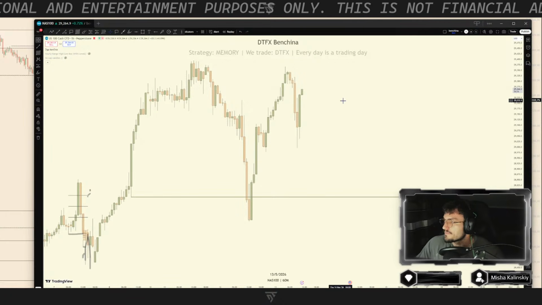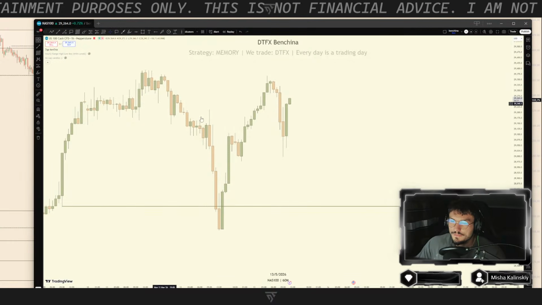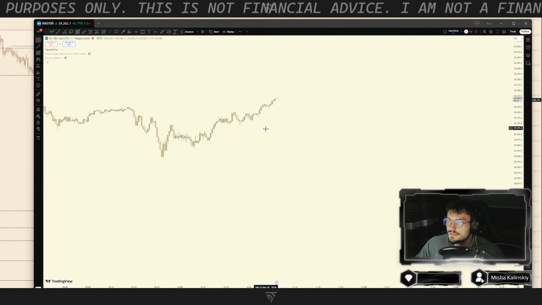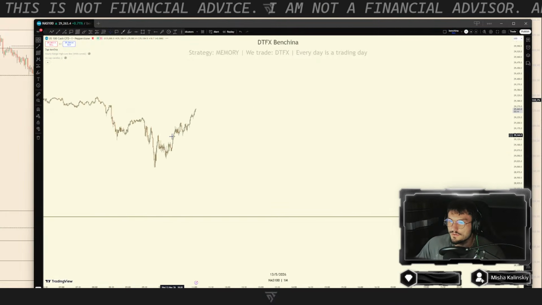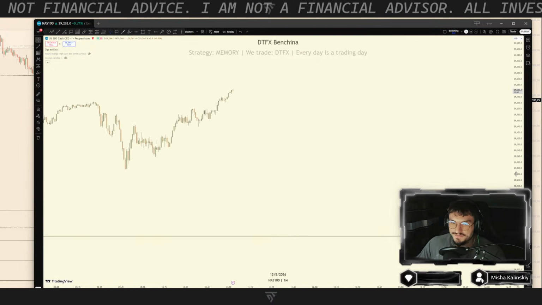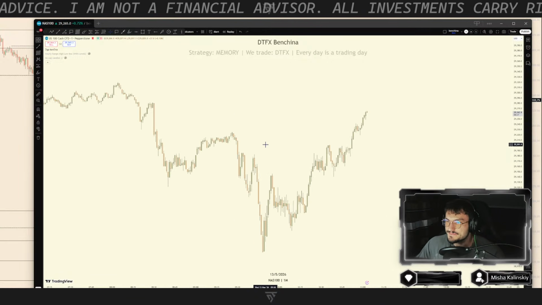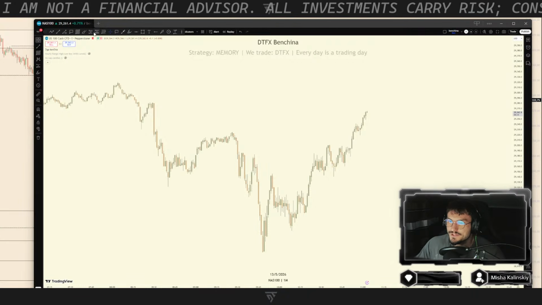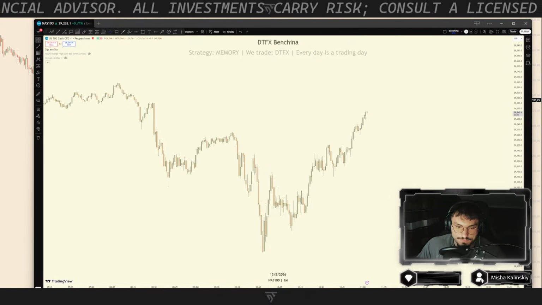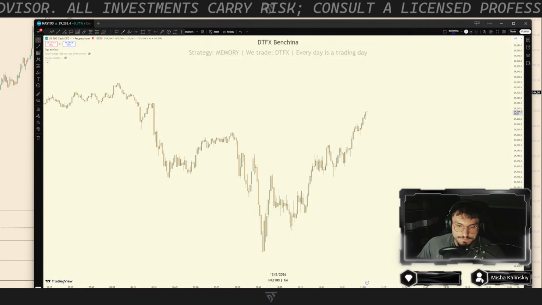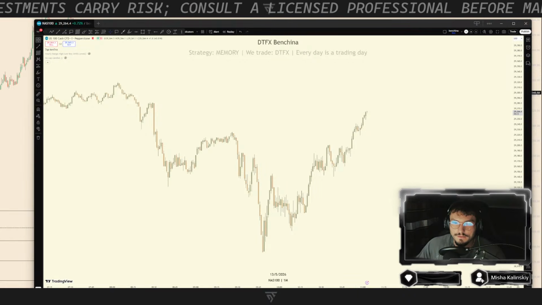Yeah, my chart froze a little. One minute. Still going up. Oh, why is TradingView lagging like this? That's crazy. It shouldn't be lagging like this. Okay, we're back.